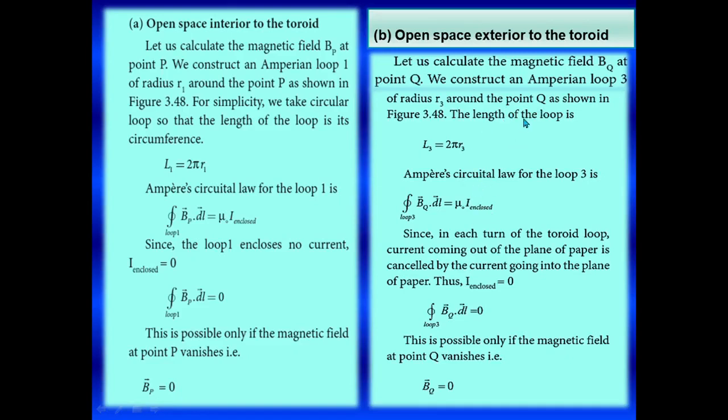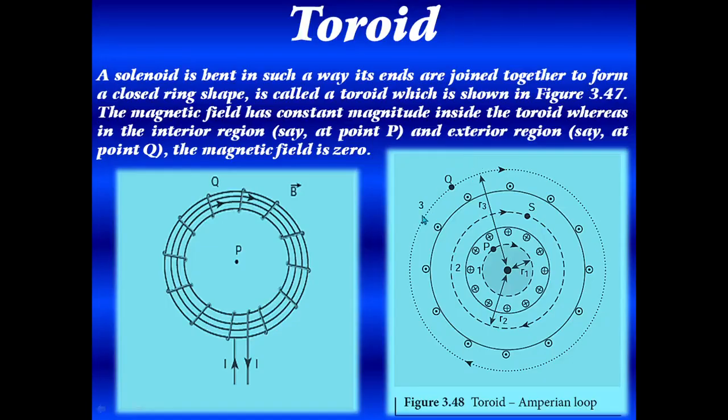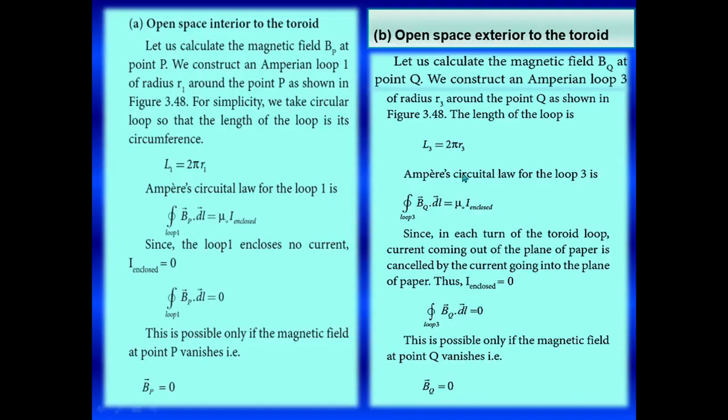As shown in the figure, the length of the loop is L3 equal to 2 pi R3. So in the last region, the exterior region, the length of the loop is nothing but 2 pi R3. Ampere's circuital law for loop 3 is, once again repeating the formula, the line integral over loop 3 of BQ vector dot dl vector is equal to mu naught I enclosed.